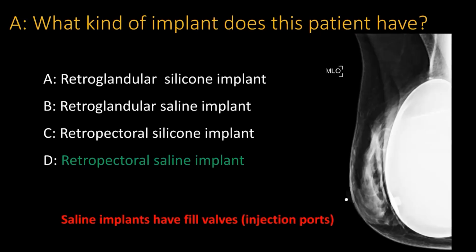It's a retropectoral saline implant. Let's figure out the location first. Here is the pectoralis muscle over here, right? As you can see, this implant is behind the pectoralis muscle, so it's a retropectoral implant. What's the composition of the implant? There is a part over here. Normally a saline implant has this part for injection. So on this envelope view, there is a retropectoral saline implant.